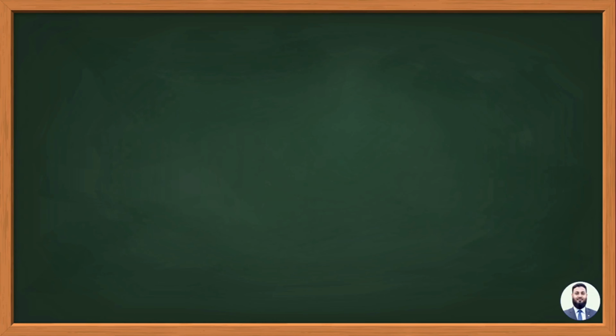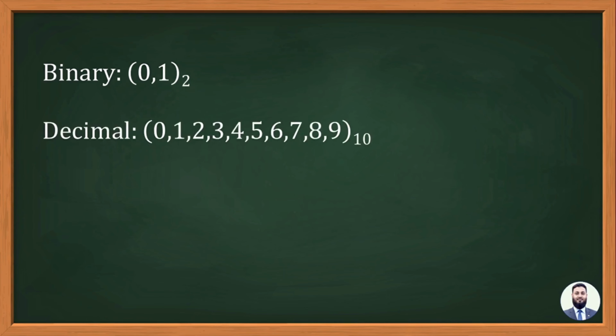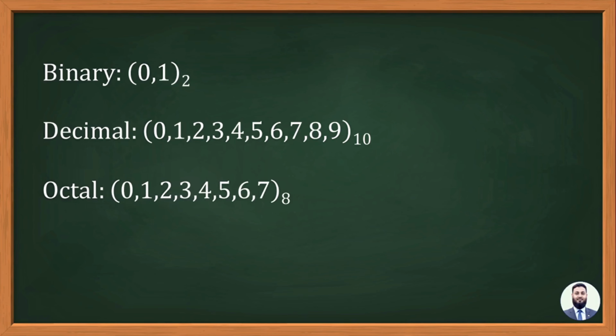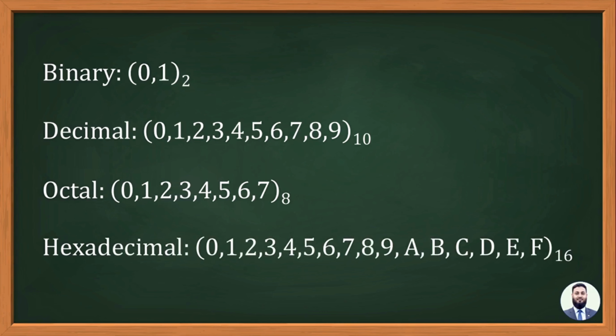There are 4 types of number system: binary 0, 1, base 2; decimal 0, 1, 2, 3, 4, 5, 6, 7, 8, 9, base 10; octal 0, 1, 2, 3, 4, 5, 6, 7, base 8; and hexadecimal 0, 1, 2, 3, 4, 5, 6, 7, 8, 9, A, B, C, D, E, F, base 16.